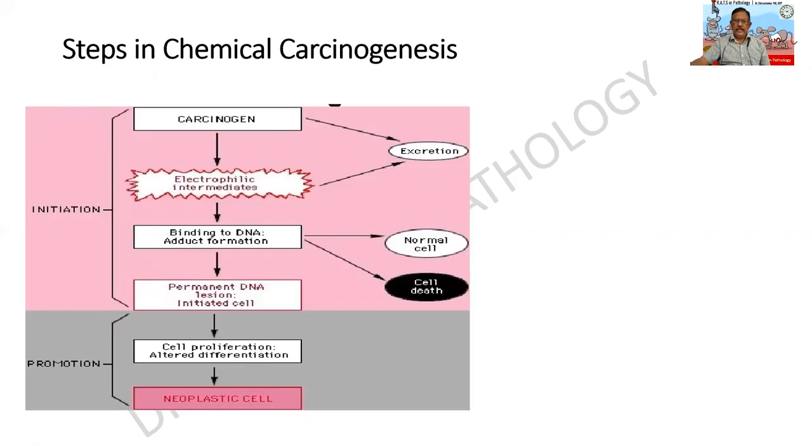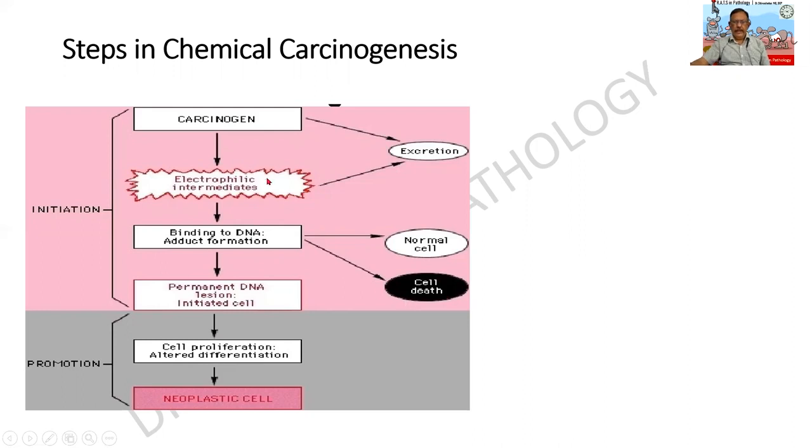And the carcinogen itself can be excreted from the human body. It causes no damage. So also this electrophilic intermediate may be inactivated and excreted. But sometimes what happens is it gets bound to the DNA, and this is called a DNA adduct. Here also there are various steps in DNA repair. So it becomes a normal cell, or if the damage is too much, the cell dies. There can be a cell death.